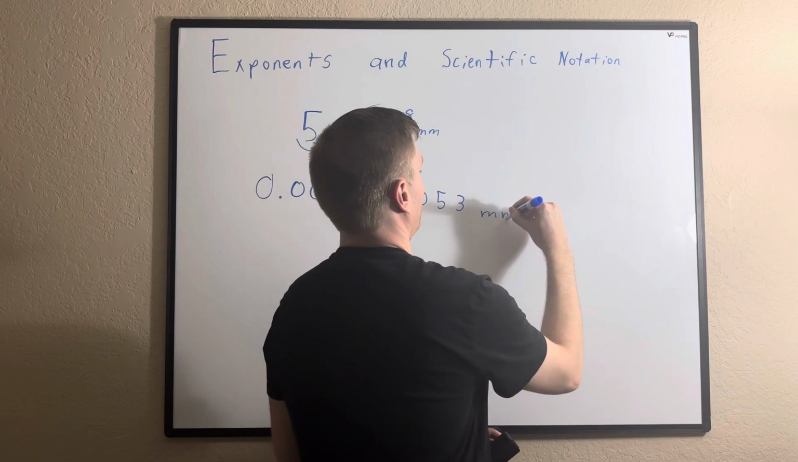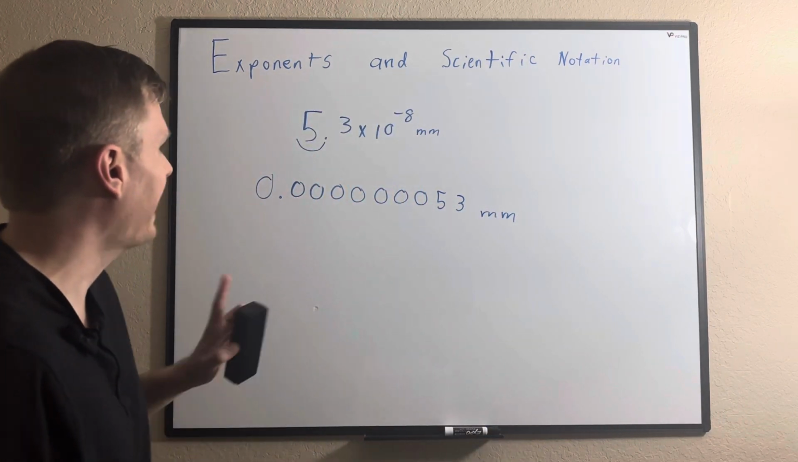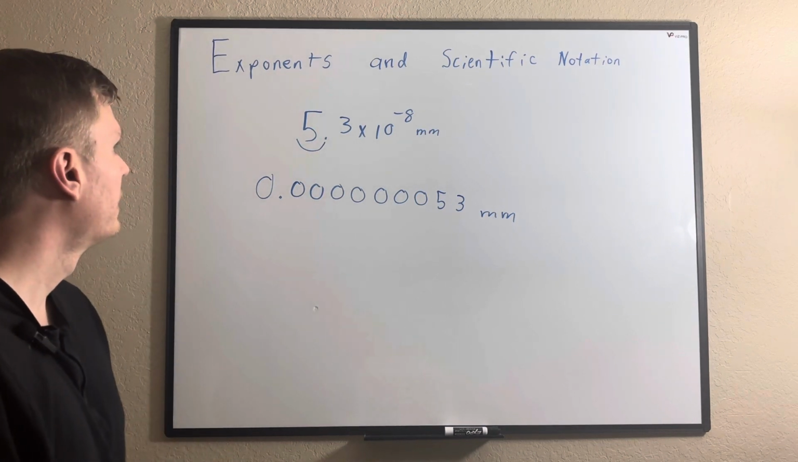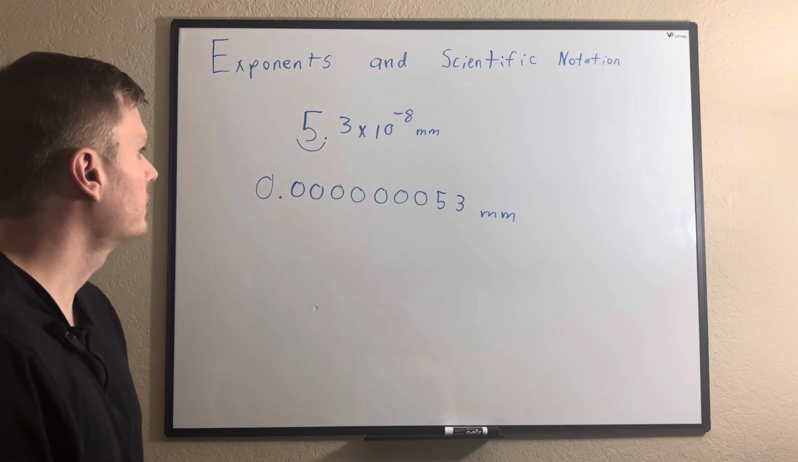0.000000053 millimeters. That is the radius of an atom of hydrogen. Very, very, very small.